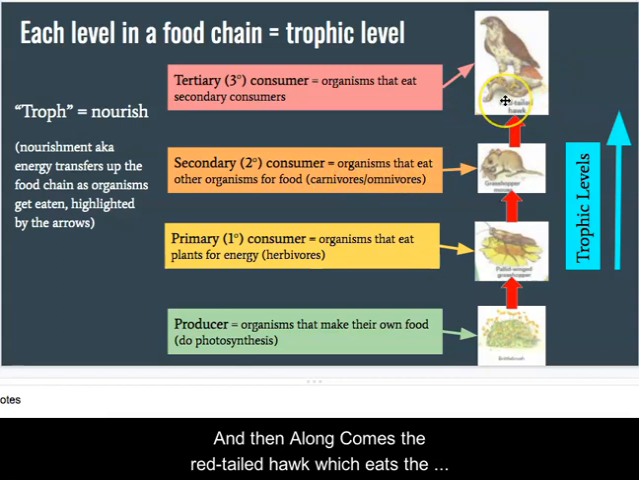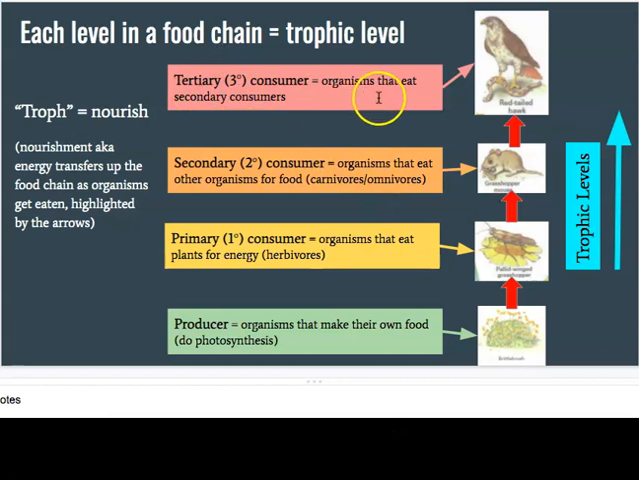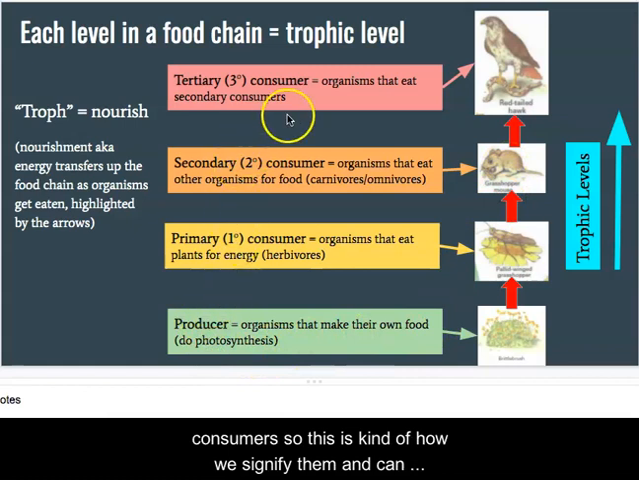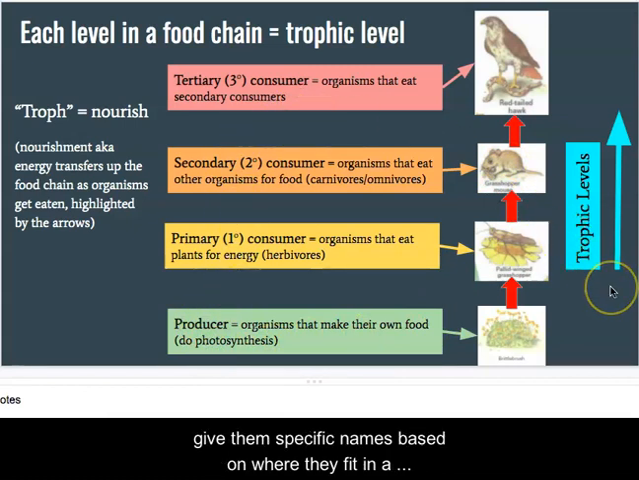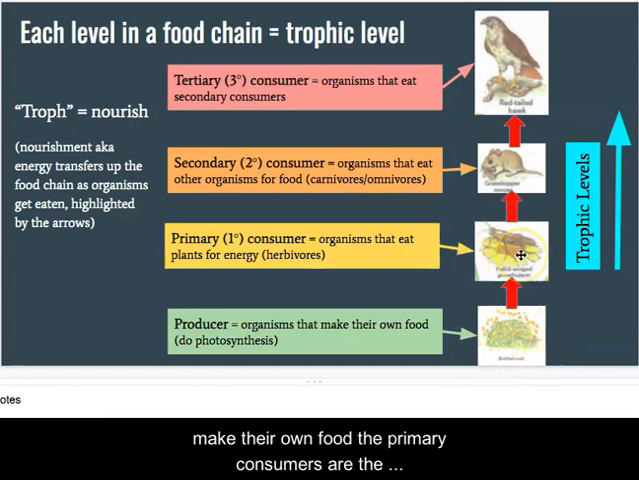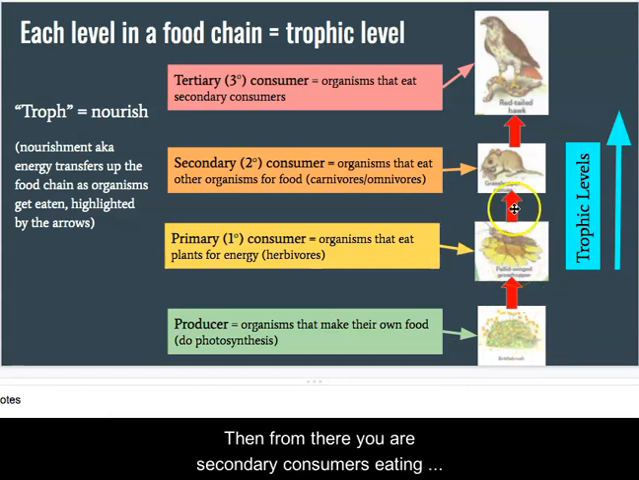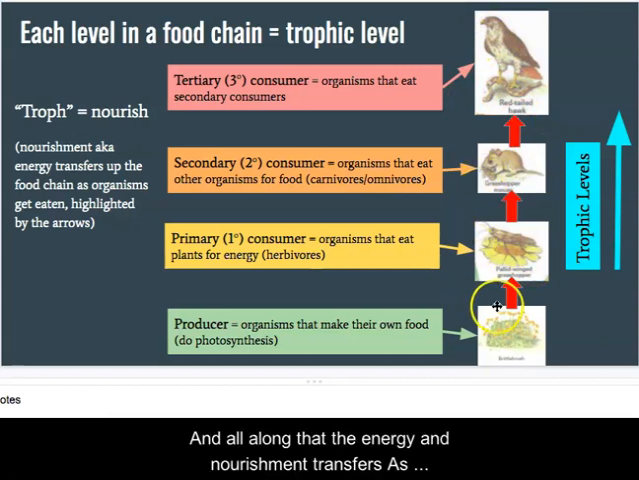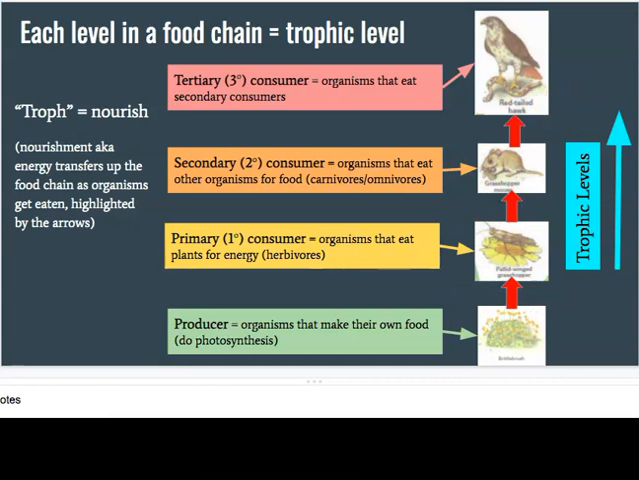And then along comes the red-tailed hawk, which eats the grasshopper mouse, and that would be a tertiary consumer. They are the ones that come along and eat the secondary consumers. So this is kind of how we signify them and can give them specific names based on where they fit in a food chain or web. The producers are the ones that make their own food. The primary consumers are the ones that eat the plants. Then from there you have secondary consumers eating the primary and tertiary consumers eating the secondary. And all along the energy and nourishment transfers as you move up those levels.